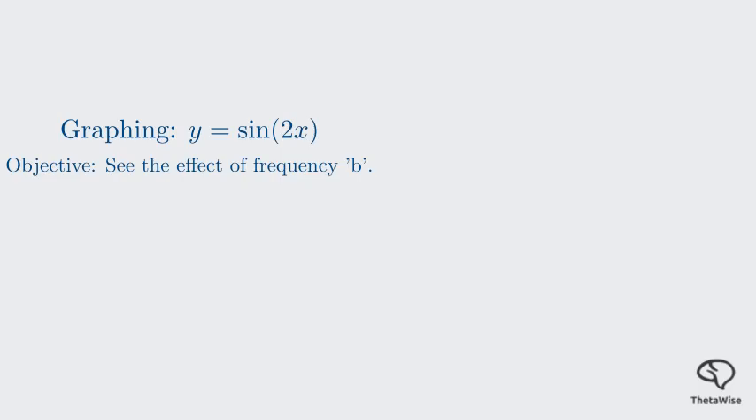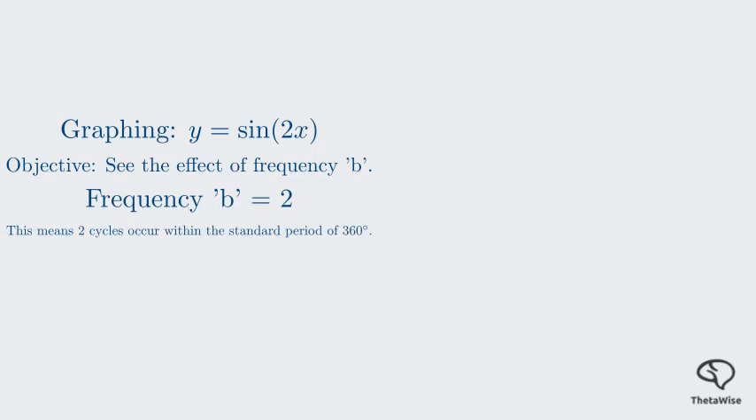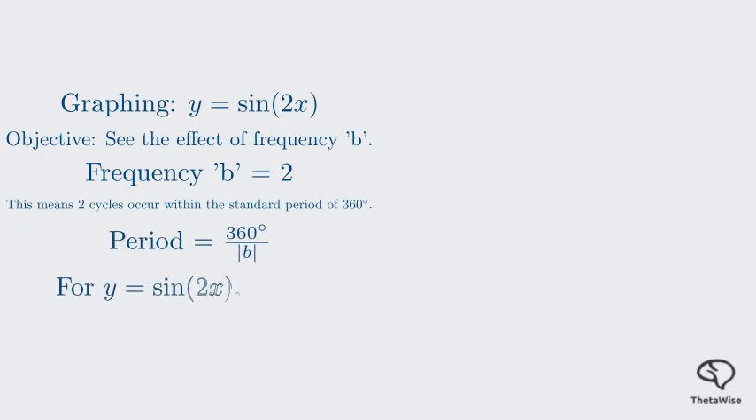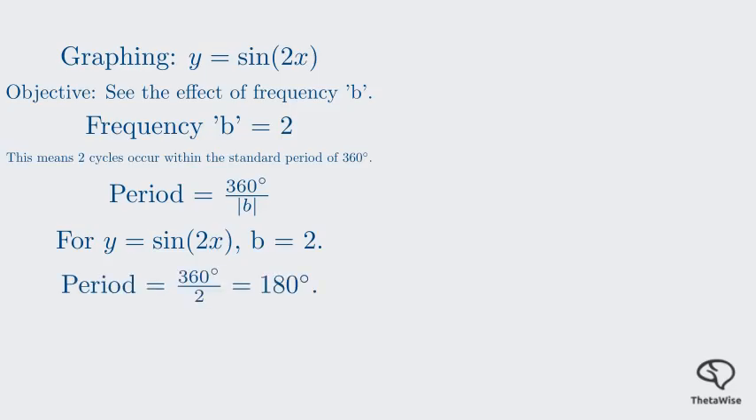What does this mean? It means we should see twice as many cycles in our domain of 0 to 360 degrees. The frequency b tells us how many complete cycles occur in the standard period of 360 degrees. Since b is 2, we should find 2 cycles in this range. Alternatively, we can calculate the new period. The formula for the period of a sine or cosine graph is 360 degrees divided by the absolute value of b. Using the formula, the period is 360 degrees divided by 2, which gives us 180 degrees.